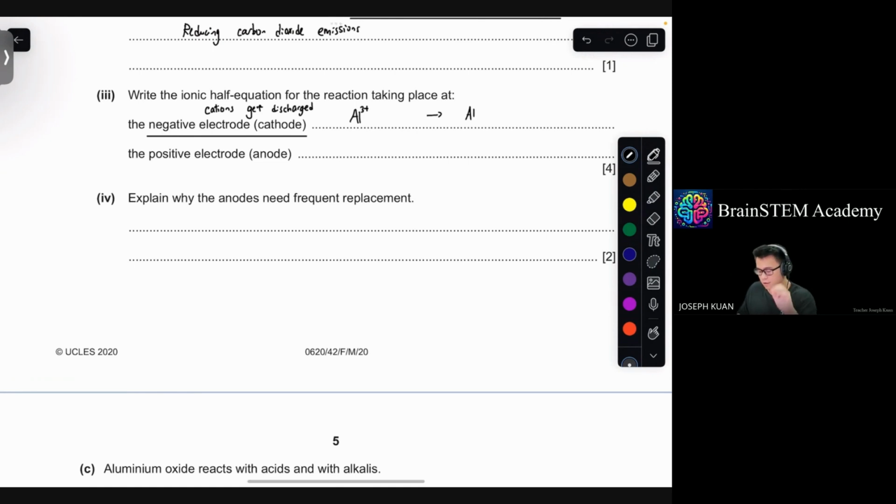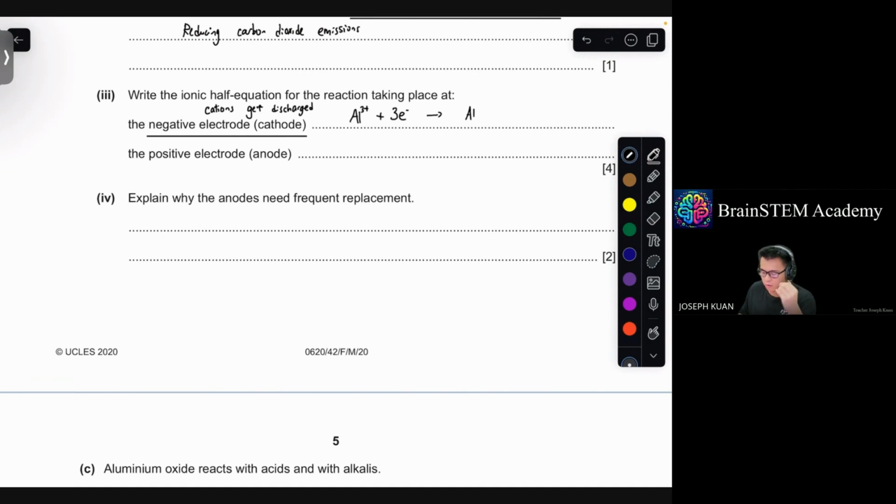Pure solid aluminum. All right? How is that possible? By receiving electrons from the negative electrode. So there will be a first mark. Second part will be balancing. In order to neutralize this +3 charge, it has to gain 3 electrons.